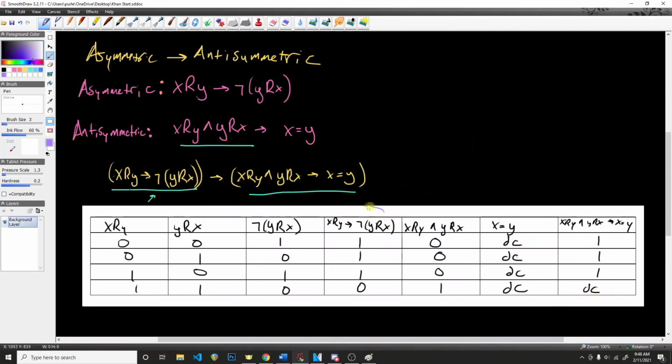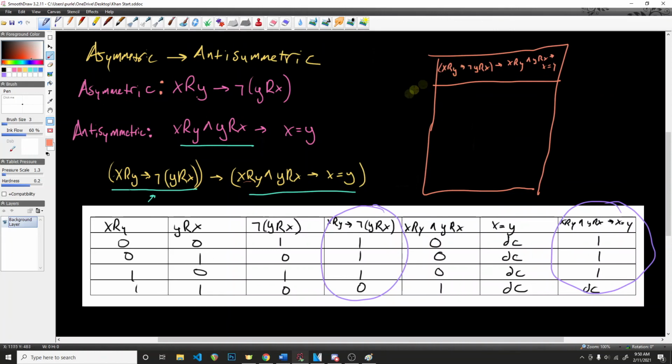So now I only want to look at two columns. I want to look at this column right here and this column right here, because these are the two columns that make up our implication. XRY implies not YRX, implies XRY and YRX implies X equals Y. And if I had more room, I would make another column for this, but I'm running out, and I think if I put it up here, it might be a little sloppy. Bear with me here. All I did was rewrite this equation right here. I'm just writing it up here. So you can imagine this being another column that we added on to the right side here.